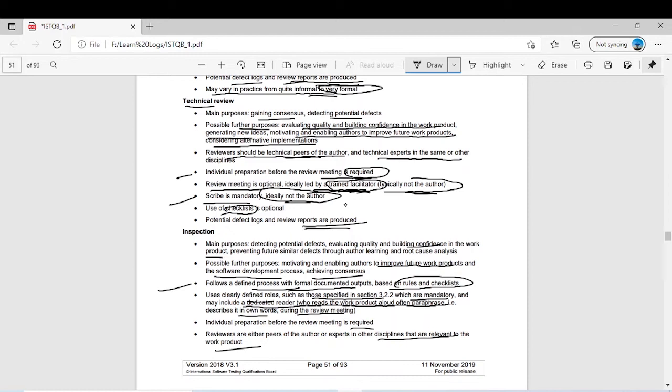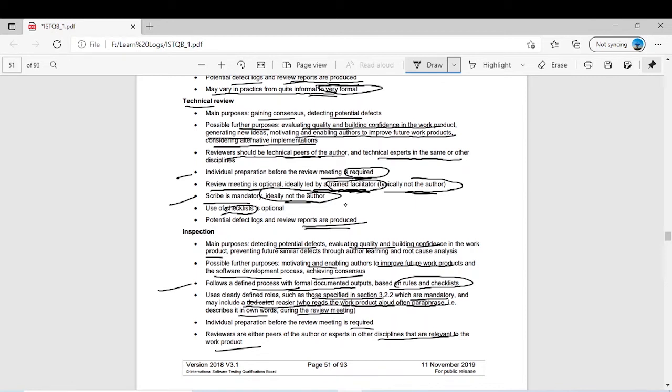So now inspection is the most formal type of review as far as ISTQB foundation level is concerned. Maybe there are some other formal review types as well, but they are not part of our foundation level. In foundation level we need only to discuss till inspection. So inspection, the main purpose is the same: detecting potential defects, evaluating quality and building confidence in the work product. Possible further purpose is motivating and enabling authors to improve the future work product and software development process, and achieving consensus.